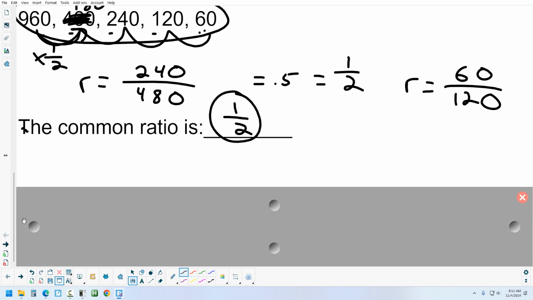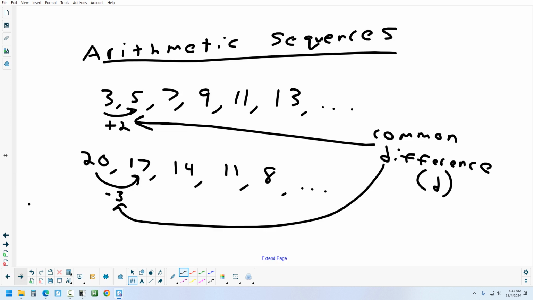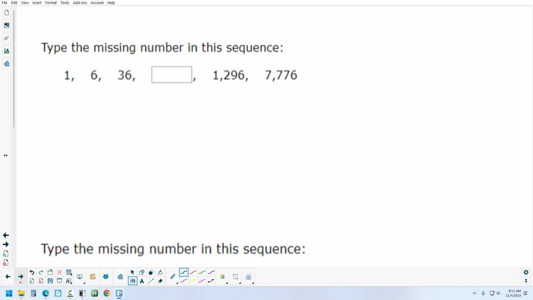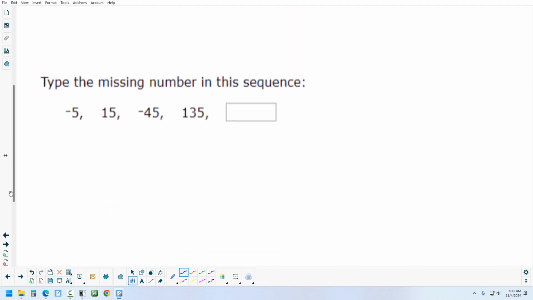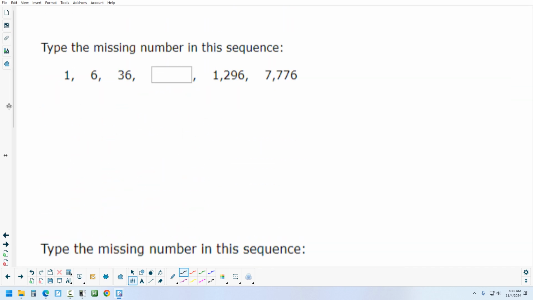All right, so that's easy enough to find the common ratio. Now let's see if we can figure out how to find a term somewhere in the middle. Now it's easier to do when they're not fractions, but we are going to do some with fractions. So let's make sure we kind of understand how to do it, even if you already see the pattern. Let's pretend like we don't.